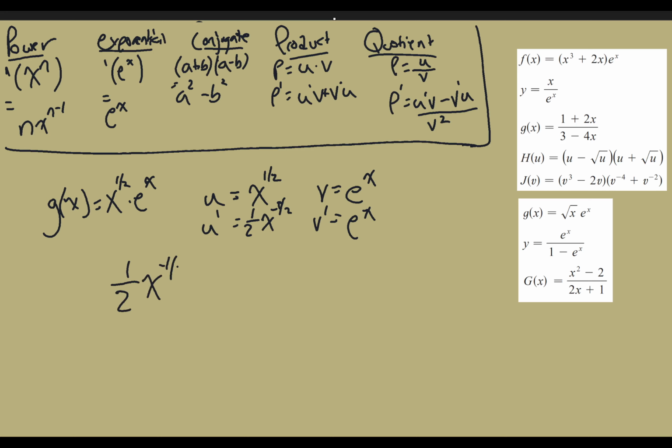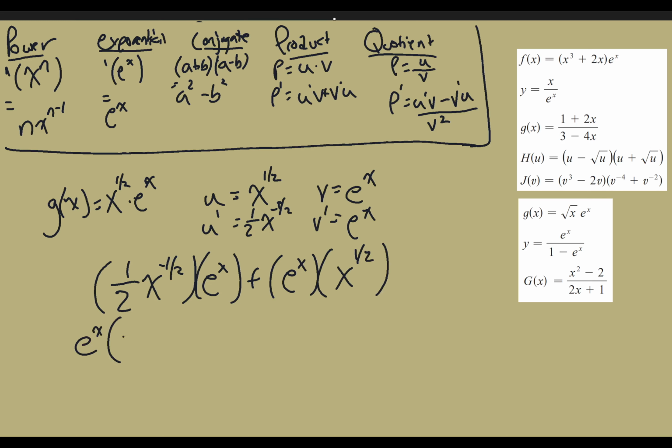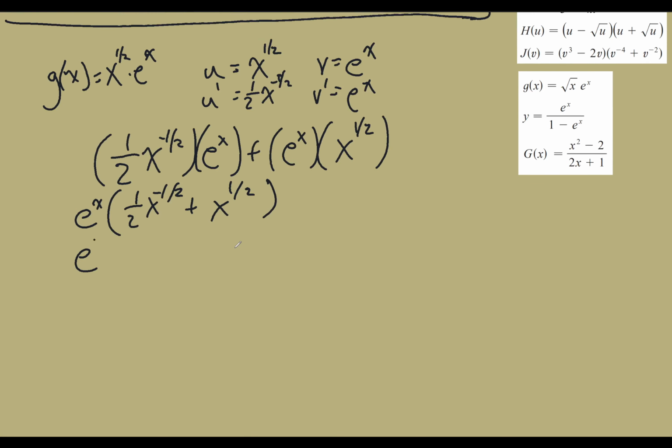1/2 x to the negative 1/2, that's our u prime, times v, e to the x, plus v prime times u, x to the 1/2. Take an e to the x out, and what do you get? 1/2 x to the negative 1/2 plus x to the 1/2. So if you want to write this out for your teacher, try and look smart: e to the x times 1 over 2 rad x plus rad x. And just stick it right back in there.